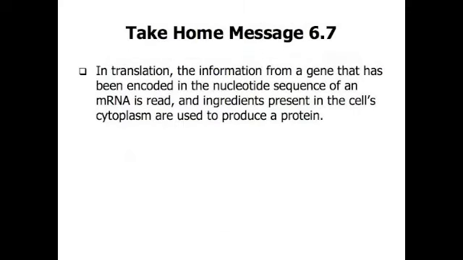And that brings us to our take-home message for section 6.7. In translation, the information from a gene that has been encoded in the nucleotide sequence of an mRNA is read, and ingredients present in the cell cytoplasm are used to produce a protein.